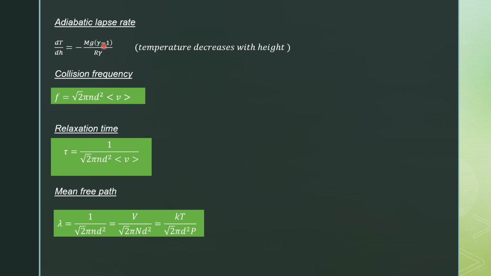Let's come to the adiabatic lapse rate, that is dT by dh is equal to minus Mg (gamma minus 1) by R gamma. This shows that the temperature decreases with height.